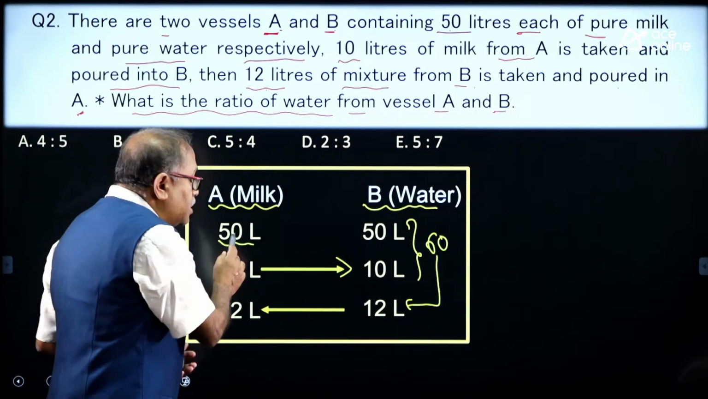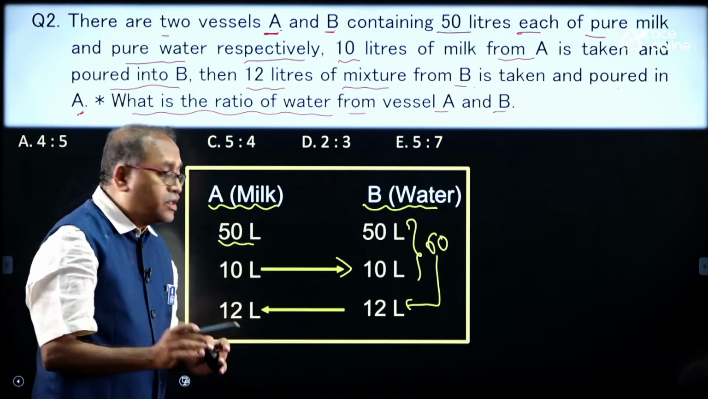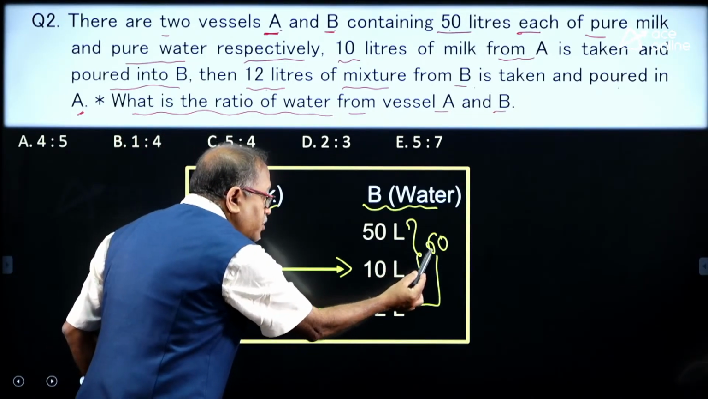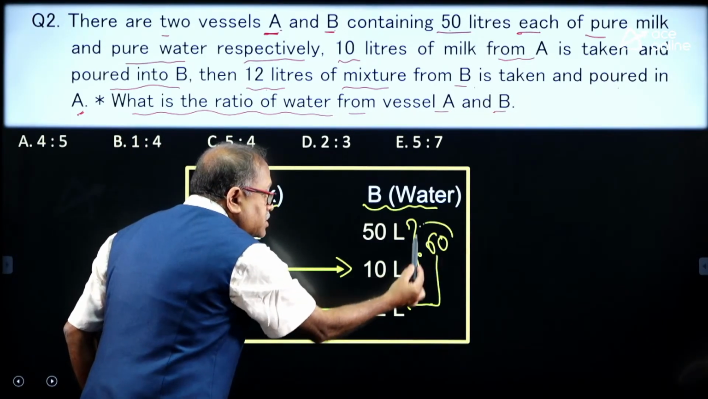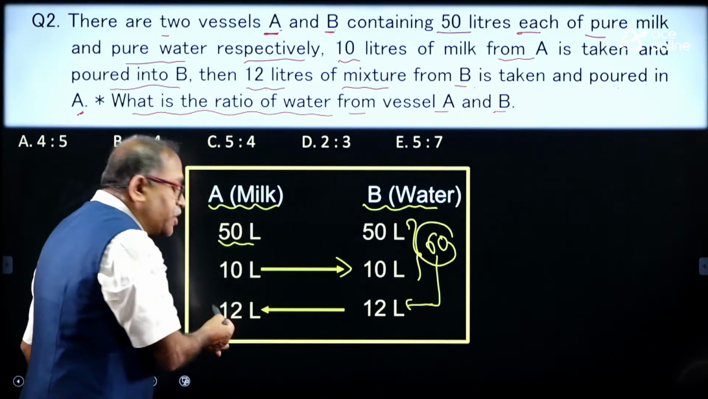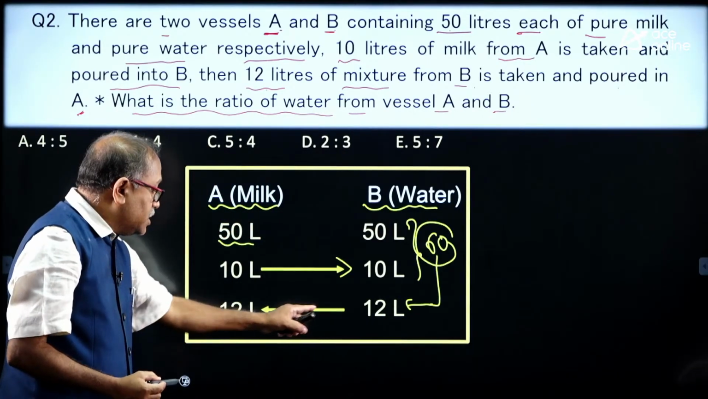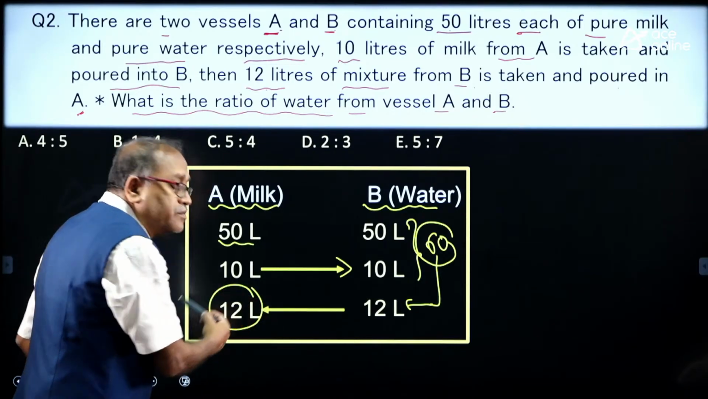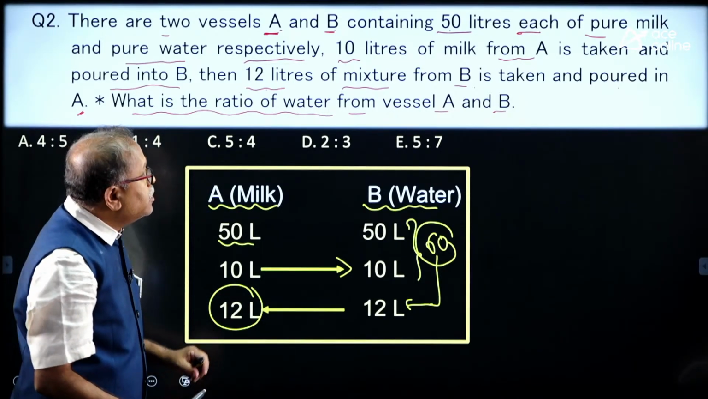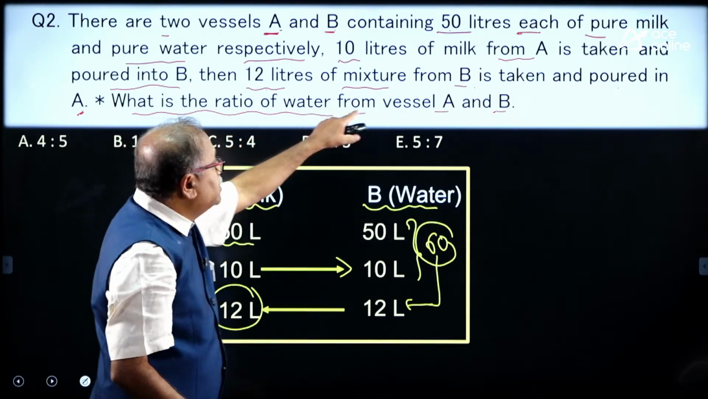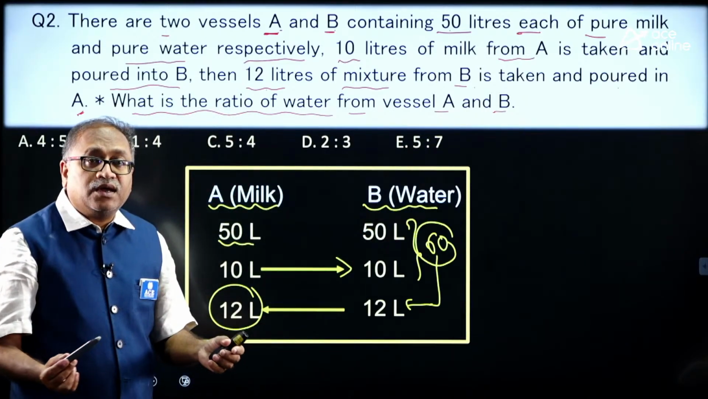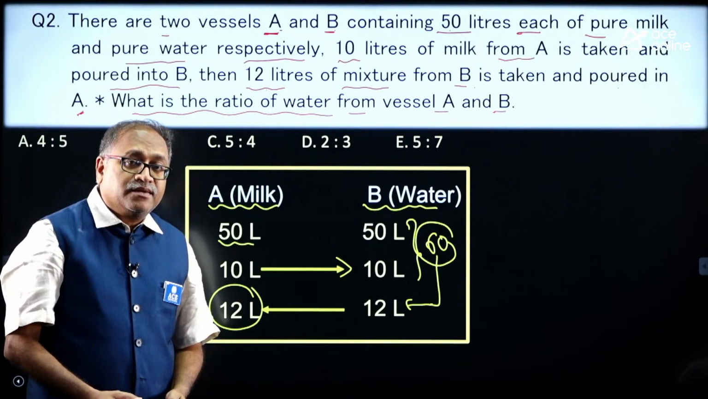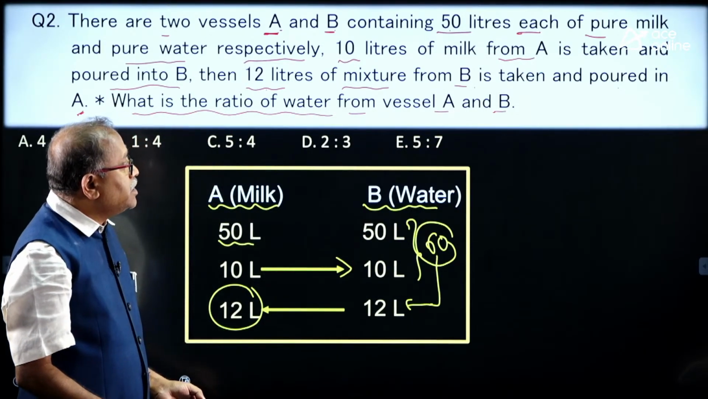Now, initially A was not having water, but when you take the 12 liters from this 60 liters and transfer the 12 liters over here, the water will come with it. Now, you are asked to find out the water ratio of vessel A and vessel B. Can you answer the question, my dear friends?